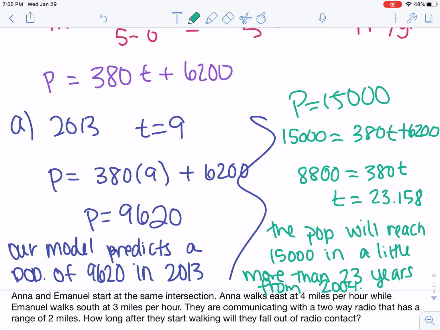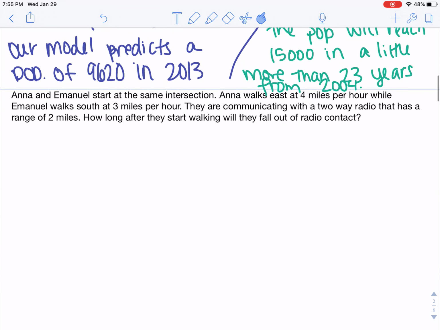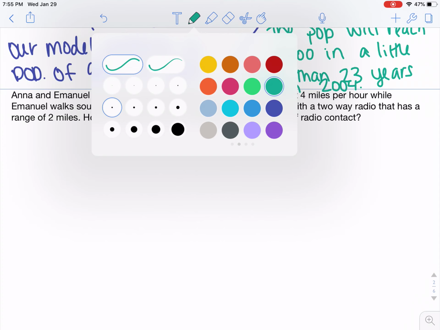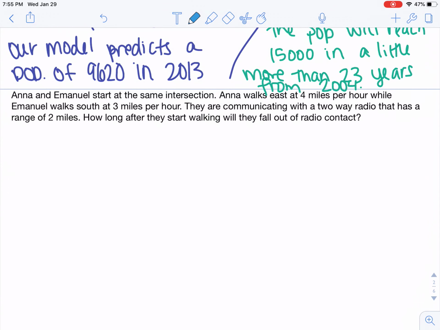Okay. So the next one we're going to do says Anna and Emmanuel start at the same intersection. Anna walks east at 4 miles per hour, while Emmanuel walks south at 3 miles per hour. They're communicating with a two-way radio that has a range of 2 miles. How long after they start walking will they fall out of radio contact?